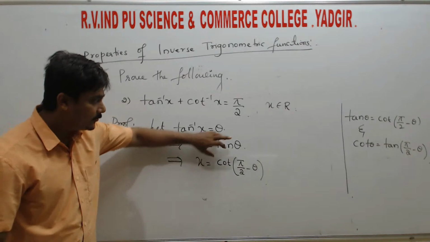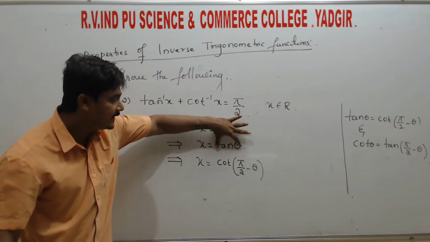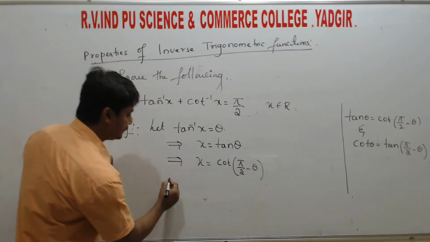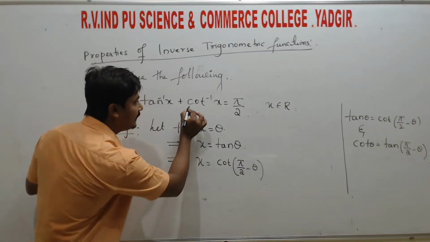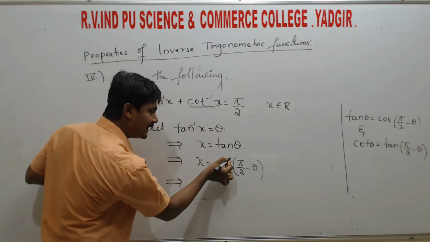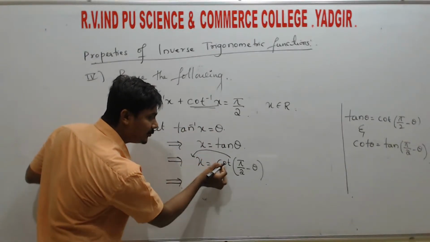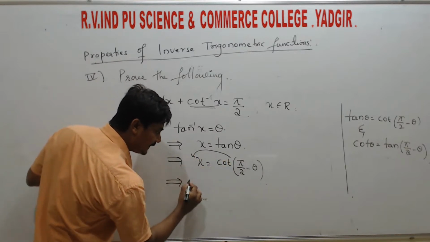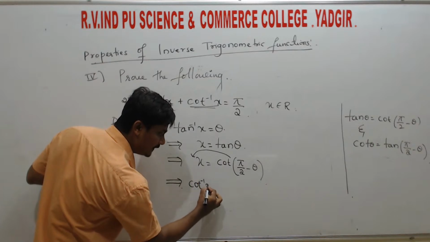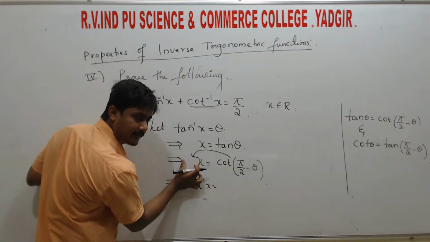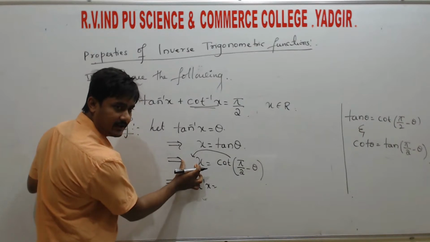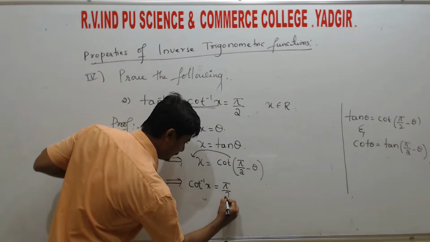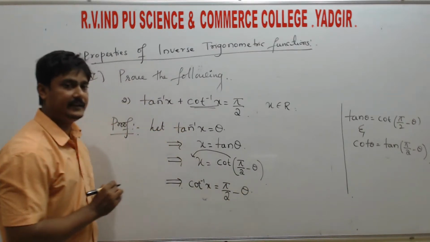So x is equal to this tan theta. How have we written it? Tan theta we have written as cot of 90 minus theta. In the next step, I want cot inverse x in the answer. It tells me that I need to use the definition of the inverse of a function. If I shift this cot to the left side, it will become cot inverse, the function becomes inverse. So cot inverse x equal to pi by 2 minus theta.